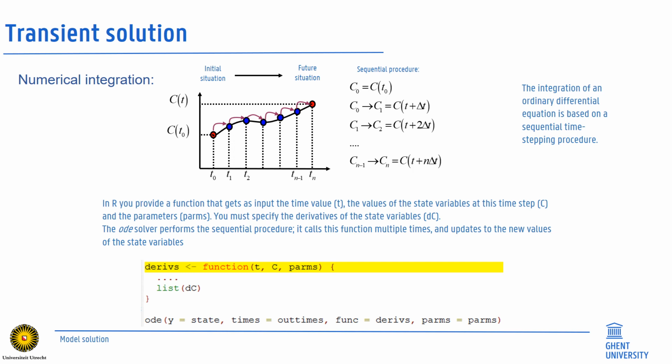As explained earlier, the transient solution is found by numerical integration, where we provide a function that gets as input the time value t, the values of the state variables at this time step c, and the parameters params. You must specify the derivatives of the state variables here, dc. The ODE solver performs a sequential procedure. It calls this function multiple times and updates to the new values of the state variable.